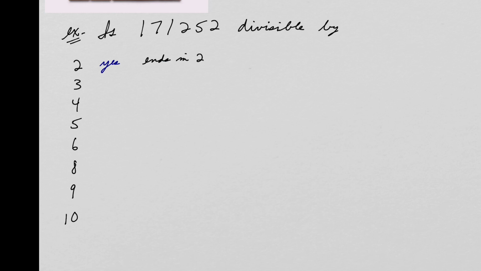Remember, if the ones digit is even or 0, then it's definitely divisible by 2. Is it divisible by 3? Well, we need to check. We need to add the digits, right? We have to find the sum of the digits.